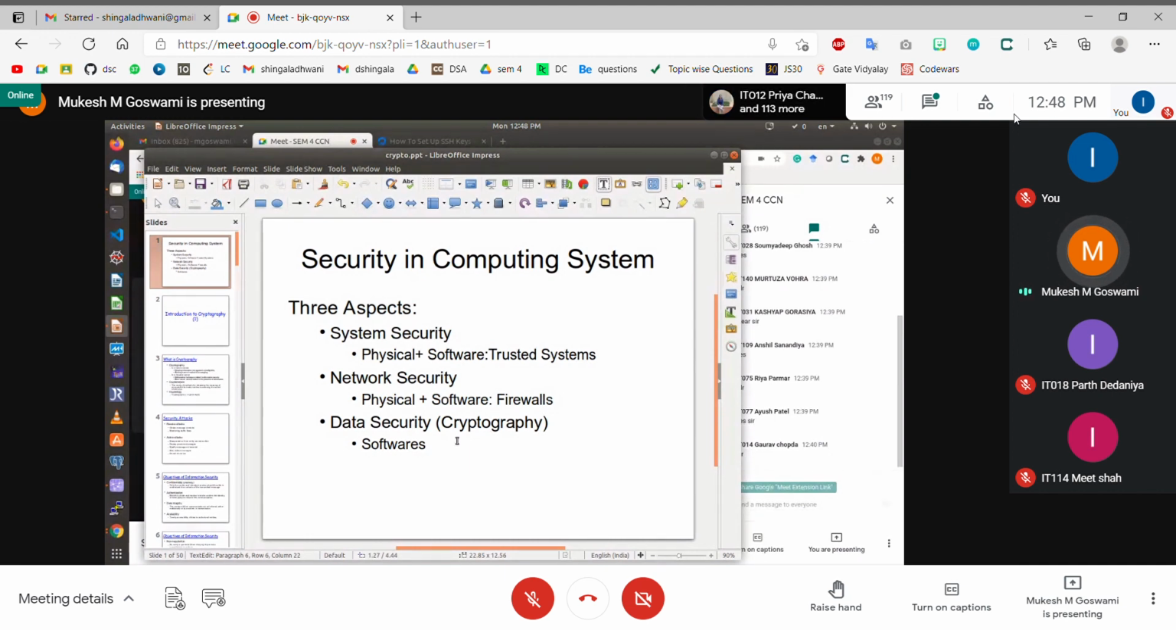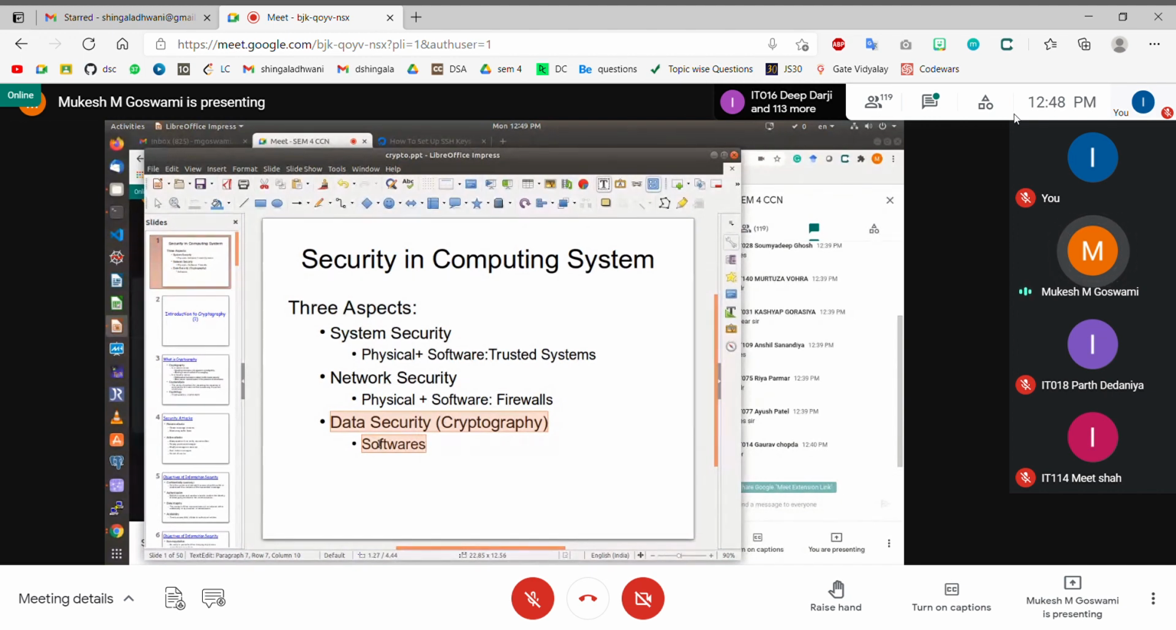So even though somebody is capturing the data, you have to make sure that the data is not in a readable form, it is in a different form, so that nobody is able to interpret it. Even though they are able to capture it, they are not able to interpret it. So this third aspect, data security, is mostly implemented in software. There is no physical thing here because the data itself is not physical, right?